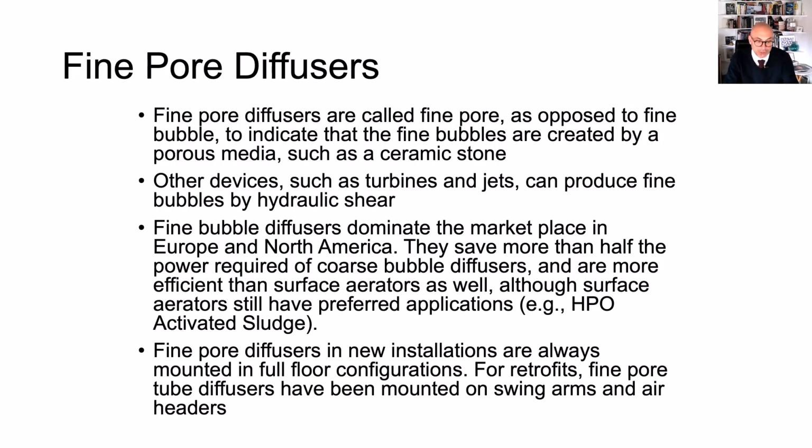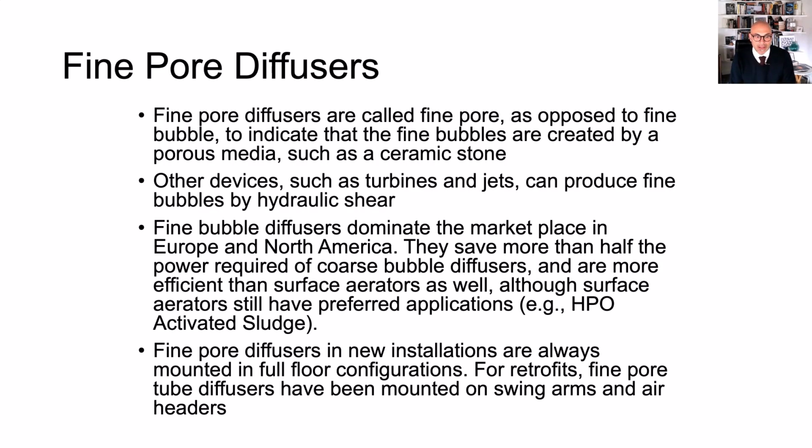And then fine pore diffusers, instead, are the ones that are dominating the municipal market, except plants like high purity oxygen that necessarily require surface aerators. We call them fine pore diffusers, not fine bubble diffusers, because you can make fine bubbles also from turbines, but those have the efficiency of mechanical systems. Fine pore diffusers are the ones with the pipe and the membrane, and the bubbles go through the membrane or the sinter, either stone or plastic.